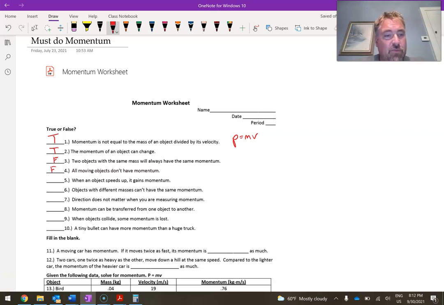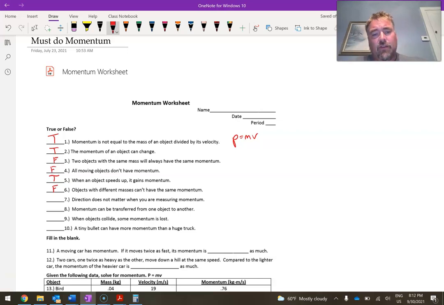If an object speeds up, it gains momentum. Yep, just look ahead at the formula. P is equal to m times v, so if you increase the velocity, it has to increase momentum. Objects with different masses can't have the same momentum. Well, that's false, because if you have a small mass with a large velocity, you could have the same momentum as a large mass with a small velocity.